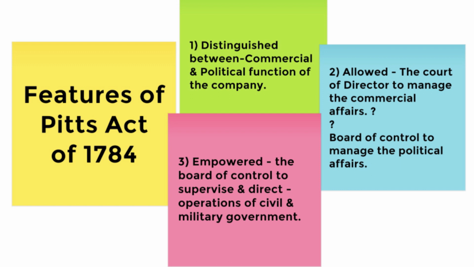Moving on to the third very important feature: it empowers the Board of Control to supervise and direct all operations of the civil and military government or revenues of the British possession in India. So through this act, the very important power given to the Board of Control is to supervise and direct all the operations when it comes to civil or military operations in India. That means all the civil and military operations are now going to be controlled by the Board of Control and not anymore by the Court of Directors. The Court of Directors, as we have discussed, will just look into the issues of commercial affairs.